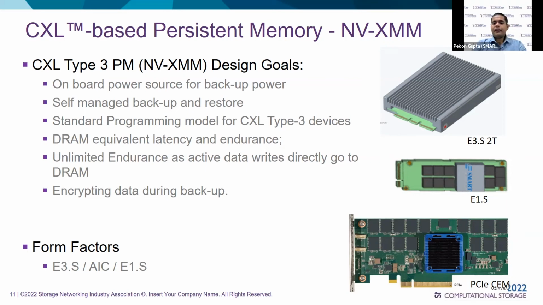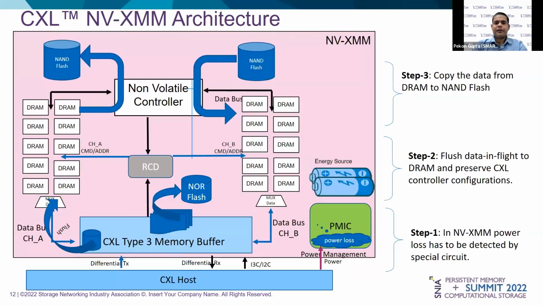Now let's dive deeper into the architecture of NV-XMMs. Thank you, Arthur. So what is the difference between the NV-XMM and NVDIMM-N architecture? The key difference, as you see over here, is the CXL type 3 memory buffer. It's actually a CXL controller. Unlike NVDIMMs, the host does not write directly to the DRAMs. It has a serial interface to the CXL memory buffer, or CXL controller, which converts the CXL protocol into the DDR protocol and writes it back to the DRAMs.